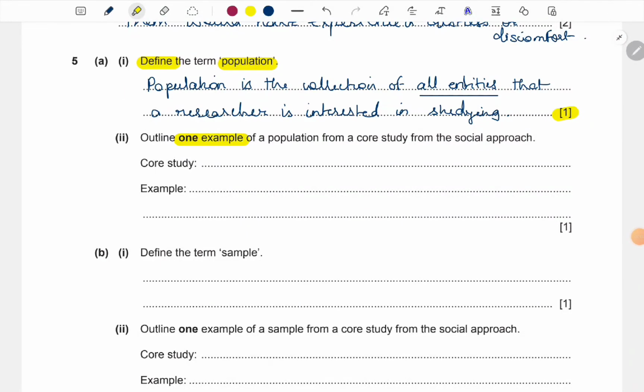Okay, next is outline one example of a population from a core study from the social approach. Very important is to read social approach. In this type of question where they ask you to give an example of the population, 2 mistakes students make. They go to extremes. Either they make it too broad and they'll say everybody in the world. So in the social approach, as far as I remember, the first study is Milgram. Now what they would say is the results are meant to be applied to everybody in the world. That is way too broad a population, and it seems like a very generic answer. No matter which study was there, you could have said everybody in the world. So that's not how you define the population.